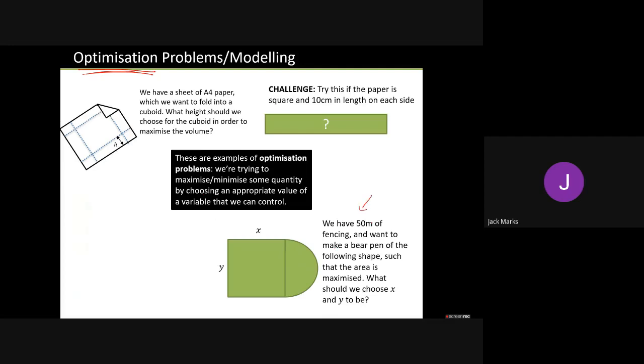We have 15 meters of fencing. We want to make a bear pen, and this is the shape. So something about a semicircle and a rectangle.